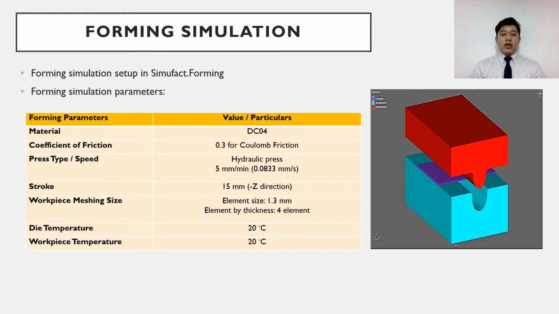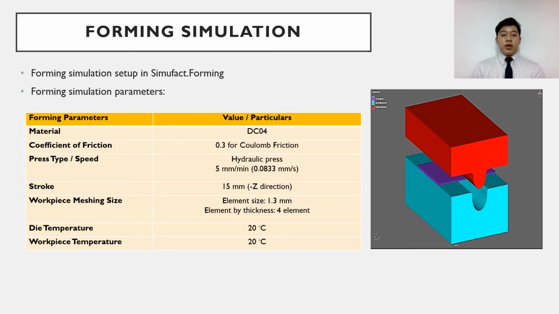As we can see here, the forming simulation setup can be seen in the right picture, which consists of 3 geometrical models: the red geometry is the upper die, the cyan geometry below is the lower die, and in the middle is the workpiece, a 2mm DC04 workpiece.